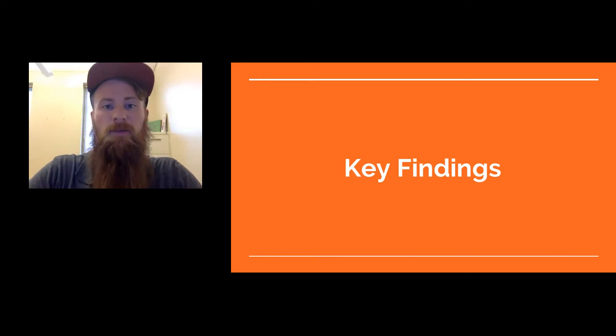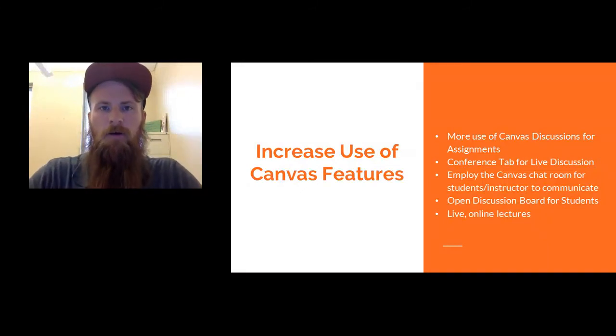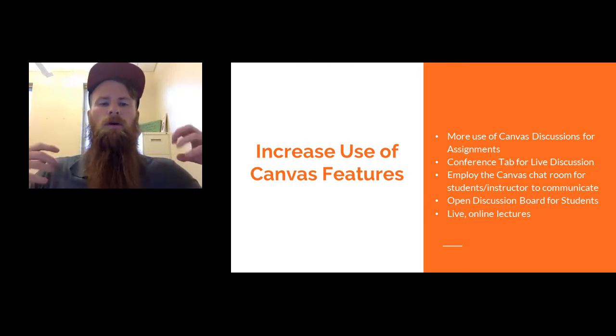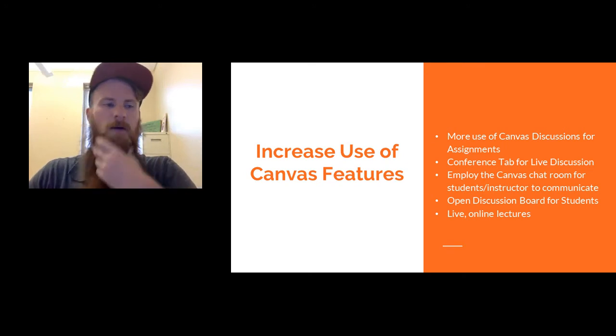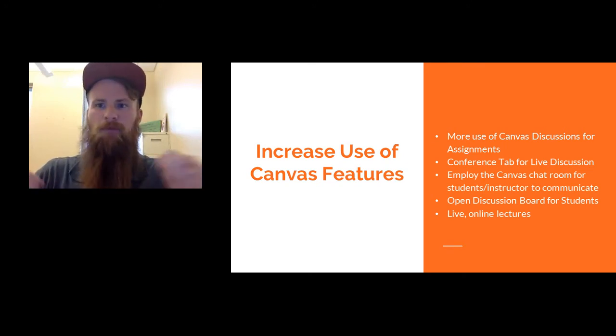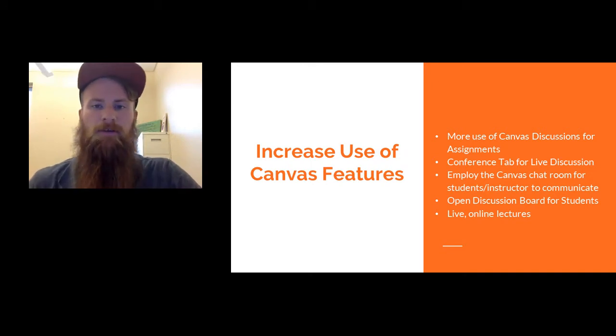So I'm going to go through some of the key findings that we got through this little design thinking exercise. Probably the largest suggestion that I had from all of my users across my two different sections of ICOM 101 was generally increasing the use of our Canvas features, all of the different nooks and crannies of Canvas that we may or may not be using to their fullest potential. A number of these things are listed on the right.